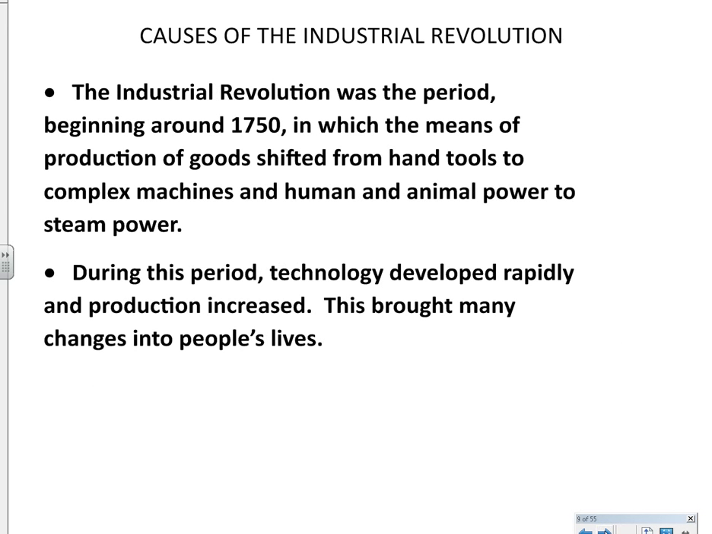Okay, some causes. The Industrial Revolution was the period beginning around 1750 in which the means of production of goods shifted from hand tools to complex machines and from human and animal power to steam power. During this period, technology developed rapidly and production increased. This brought many changes into people's lives.